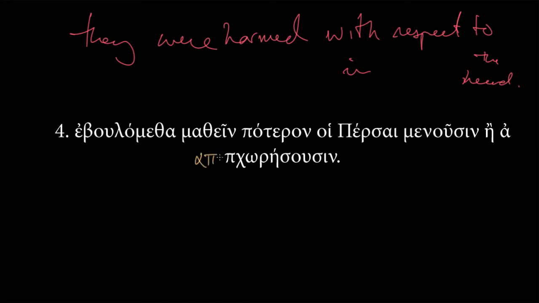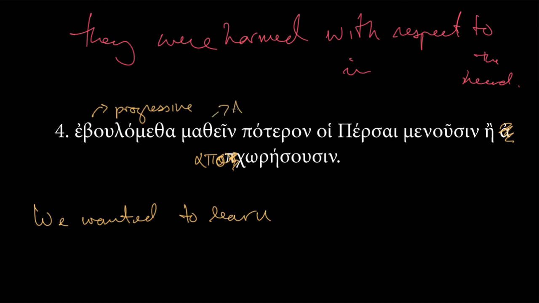This should be apo chorousin. So we lost a line and we lost an omicron there. So apo chorousin. So we deliberated, right? Because we've got boulomai here. Well, that's not deliberate. What is boulomai? Well, that's want. So then what tense do we have here? The imperfect. And that makes sense because wanting tends to be a progressive thing rather than aorist. So we were wanting, or simply we wanted to learn mathein.